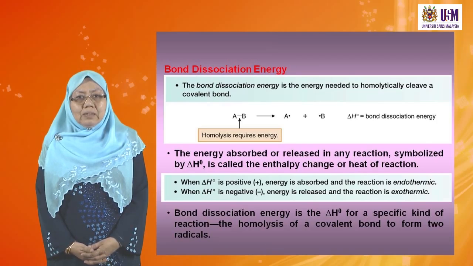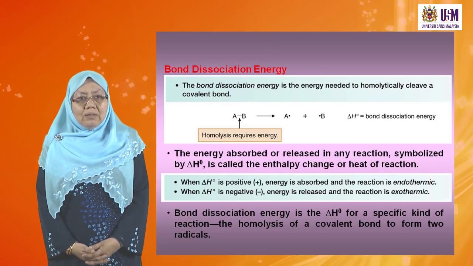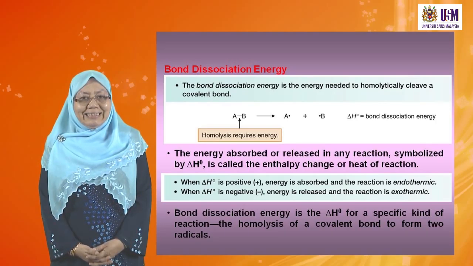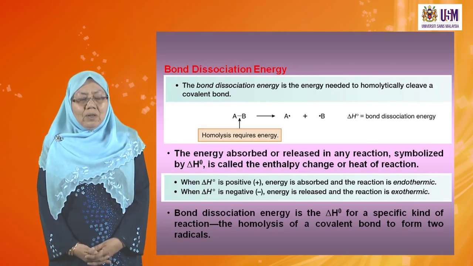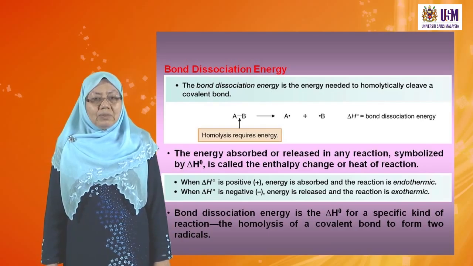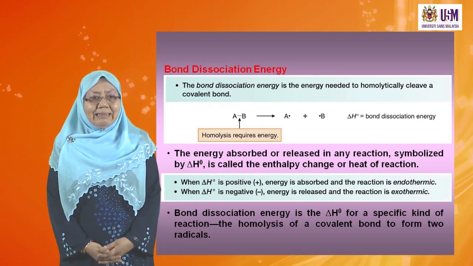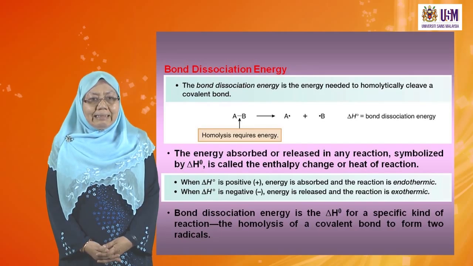Energy is always needed to cleave a bond. So the bond dissociation energy is the energy needed to homolytically cleave a covalent bond. As we see in the example given, a homolysis requires energy. So when the bond between A and B breaks, we get two radicals, radical A and radical B, and we need an amount of energy which is called the bond dissociation energy of A and B. The energy absorbed or released in any reaction is symbolized by delta H naught, and this is called the enthalpy change or heat of reaction.